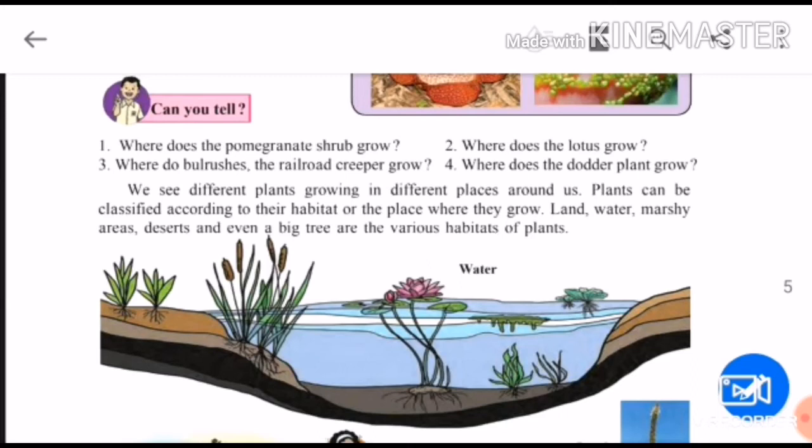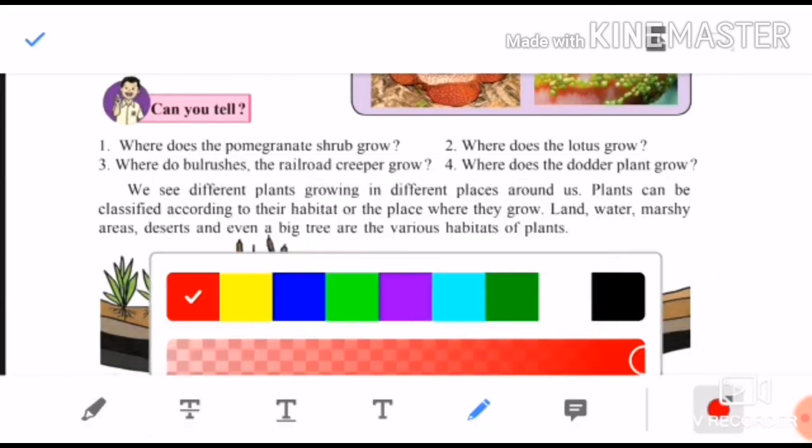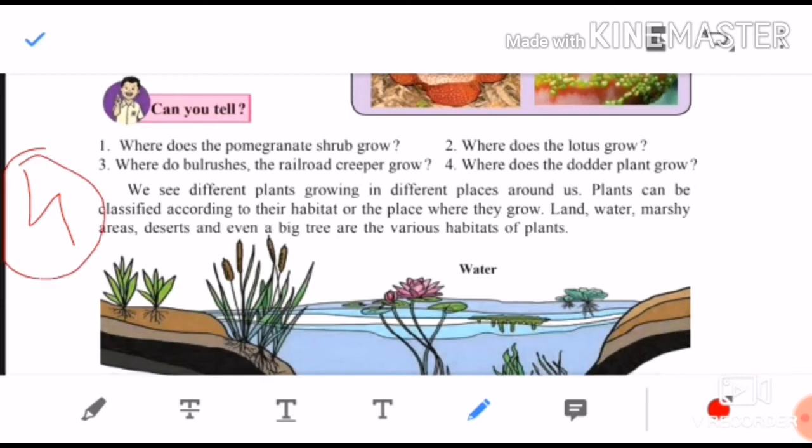The fourth classification we will see is where the plants grow, their habitat, whether they grow on land or on water. Some grow in marshy places. Marshy means muddy places. During rain time, you see how muddy the place becomes. Water and soil mix, that is called muddy. Some plants grow in muddy places, some plants grow in deserts. So these are the habitats of the plants where they grow. So the fourth type of classification is based on the habitat. Habitat means where they are growing.